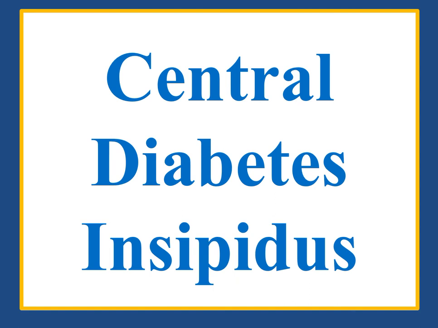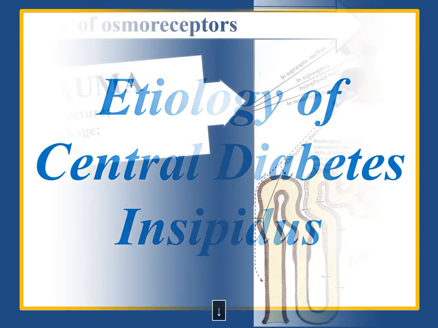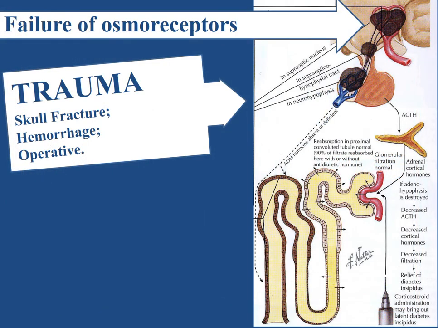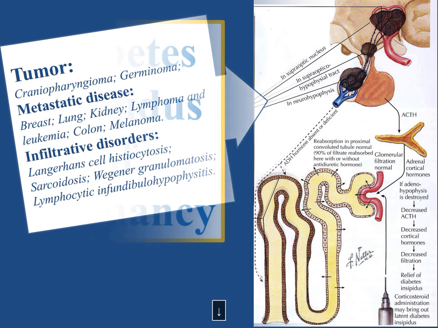The deficiency of antidiuretic hormone may result in central diabetes insipidus. The etiology of central diabetes insipidus may be trauma, skull fracture, hemorrhage, or after a neurosurgical operation. Also, the deficiency of antidiuretic hormone may result from tumor, craniopharyngioma, germinoma, or metastatic disease from lung, kidney, lymphoma, and so on. Also, infiltrative disorders, for example, in case of sarcoidosis.